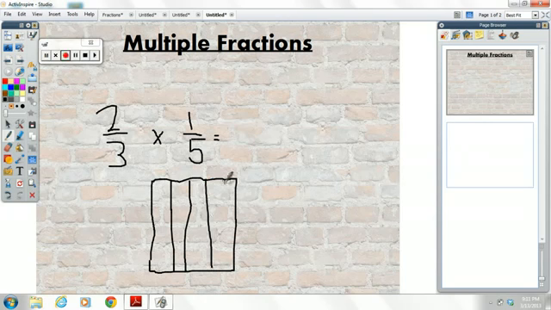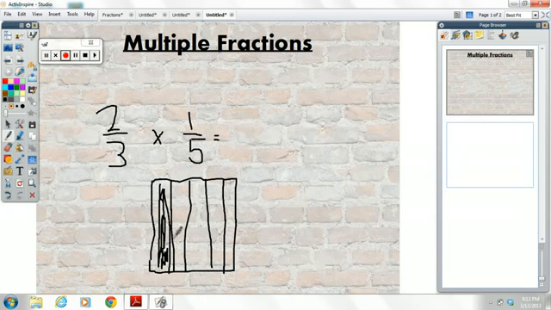Alright, so here's 5 parts. 1, 2, 3, 4, 5. We divided that into fifths. Alright, so we want this rectangle to represent 1/5. Well, I'm going to shade in 1 of the 5 parts that I made from the rectangle. So this is what 1/5 looks like.